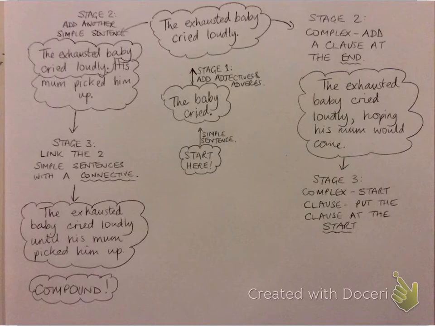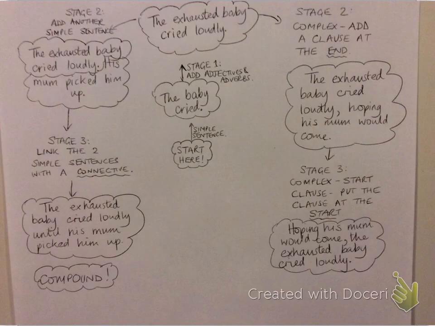Moving on, the next stage is to kind of reverse that sentence and put a clause at the beginning. You can use the same clause, hoping his mum would come, but just put it at the beginning. Of course, you've got to make sure that you change the first letter for a capital, but apart from that, it's just a flip from the end to the beginning. Hoping his mum would come, the exhausted baby cried loudly. Again, the comma goes between the clause and the main sentence.